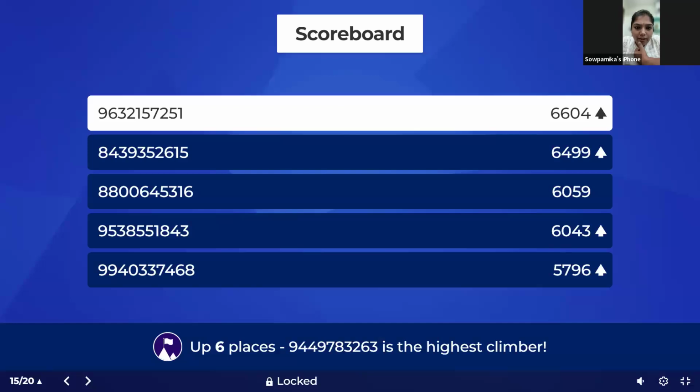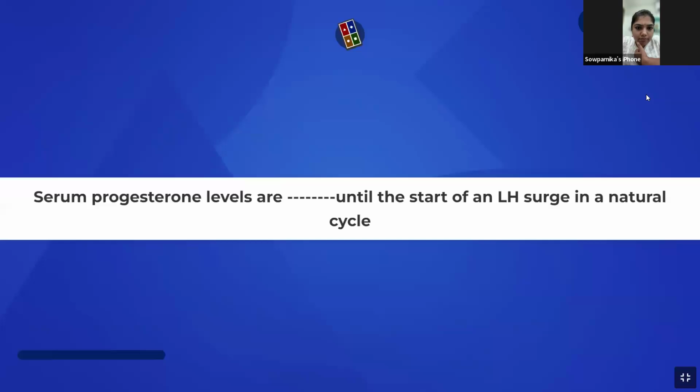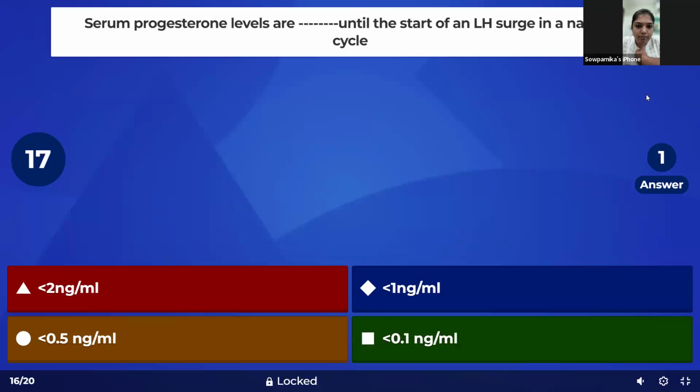Question number 16. Serum progesterone levels are dash until the start of LH surge in natural cycle. Less than 2 nanogram, less than 1 nanogram, less than 0.5 nanogram, less than 0.1 nanogram per ml.